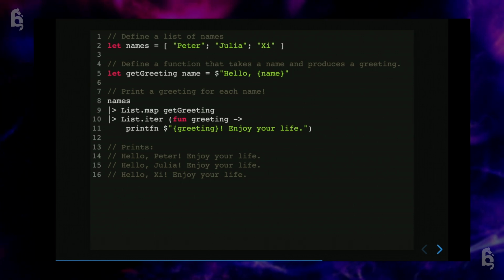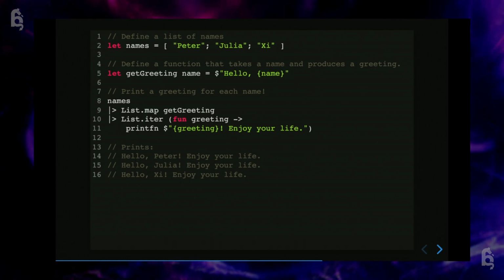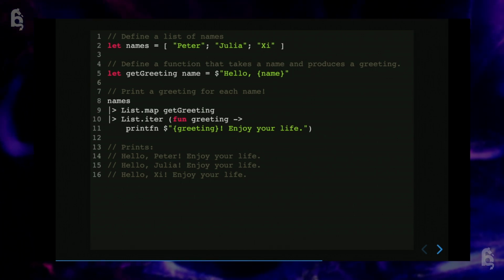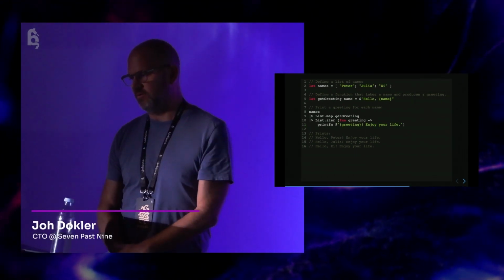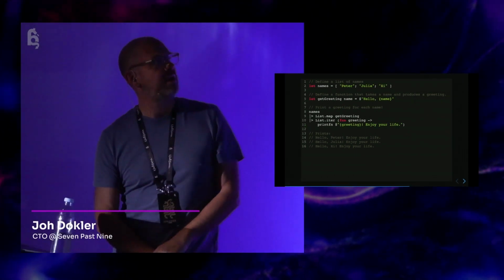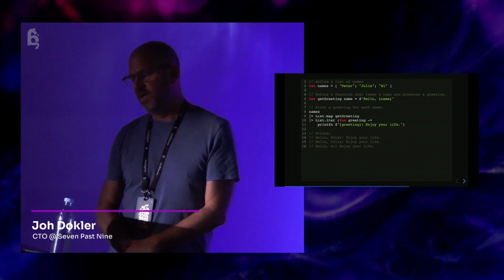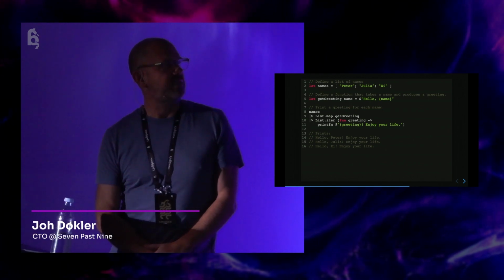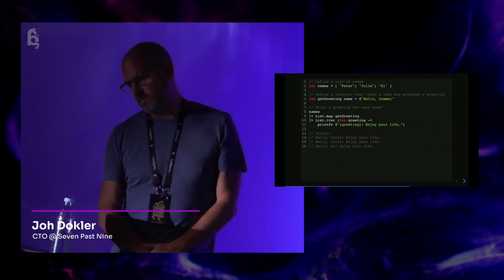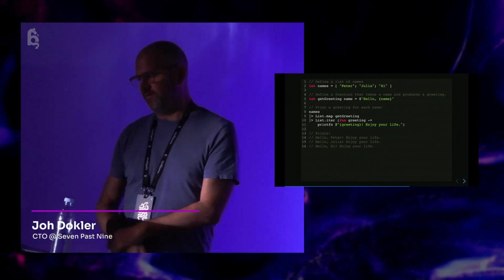So the takeaway here is that functions are first-class citizens. They are defined quite similarly to all the other definitions. Everything is immutable, and you can create these nice pipelines through which the data flows.